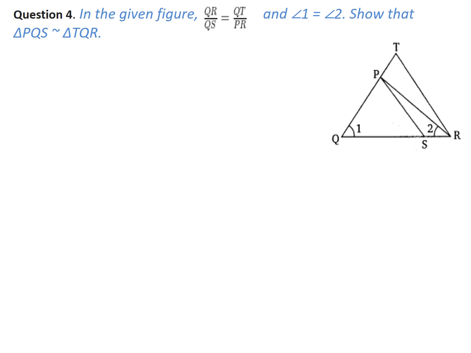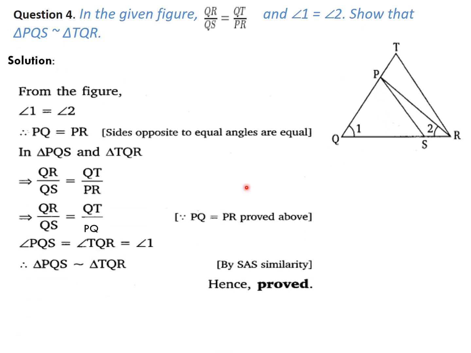In question number 4, in the given figure, QR by QS is equal to QT by PR, and angle 1 is equal to angle 2. You have to show that triangle PQS is similar to triangle TQR.